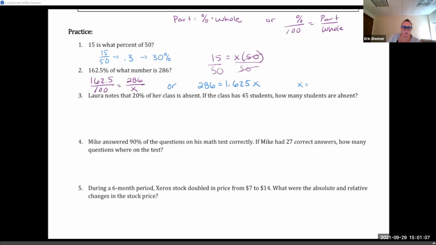So if you're solving the problem in the purple way, you would have 162.5 times X equals 100 times 286. That can be more confusing, right? If I take 286 and I divide it by 1.625, I get 176 as my answer. They're both going to give you the same answer. It's just making sure that you're doing the steps in the right order.